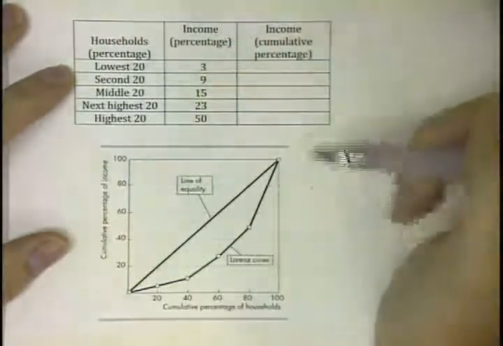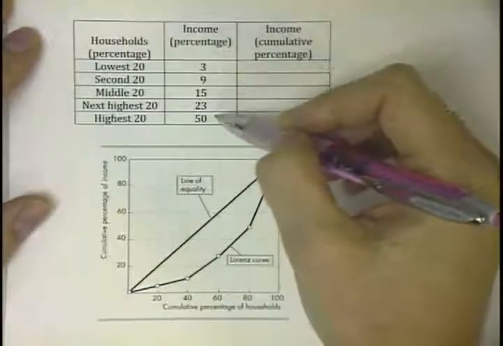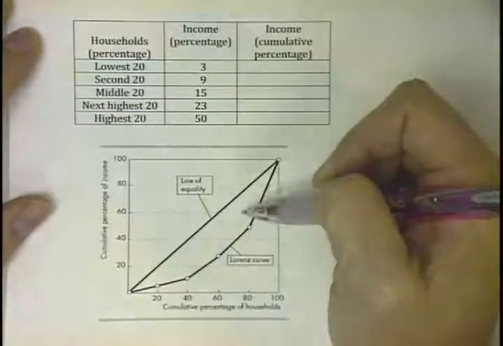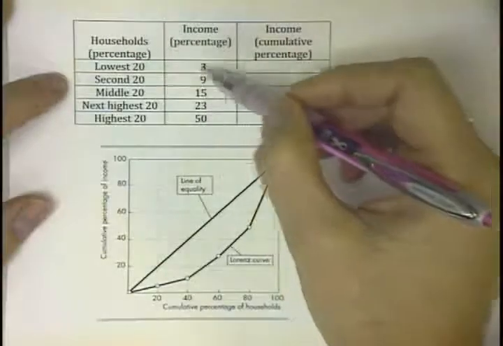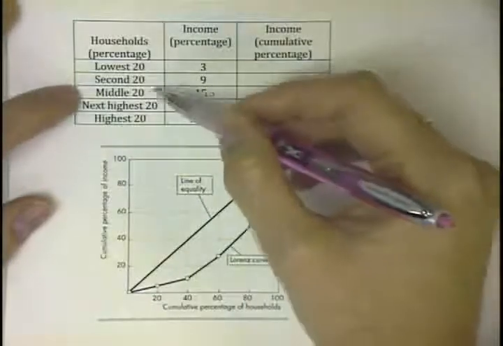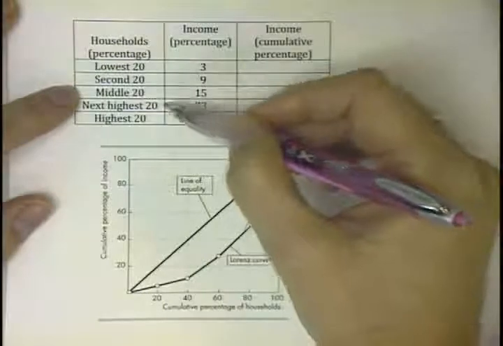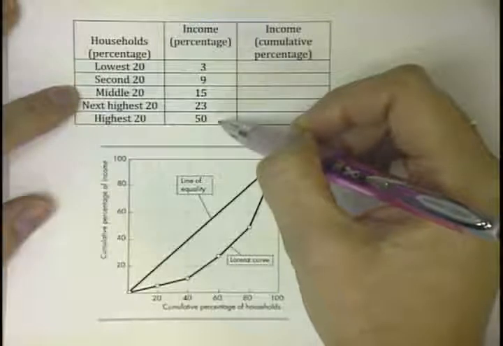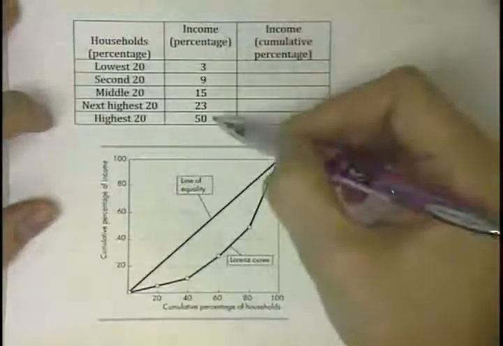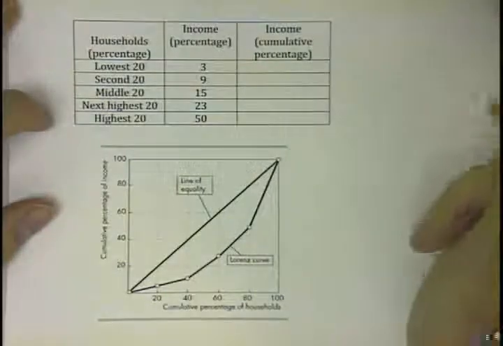So the lowest 20% of households, the lowest fifth, earns 3% of all the income earned in the whole United States. The next highest 20% earn 9%. The middle 20% earns 15% of all the income earned in this country. The next highest earns 23%, and the highest 20% of all the households in the country earn 50%. So 20% of the nation earns about 50% of all income at the upper end of the income distribution.